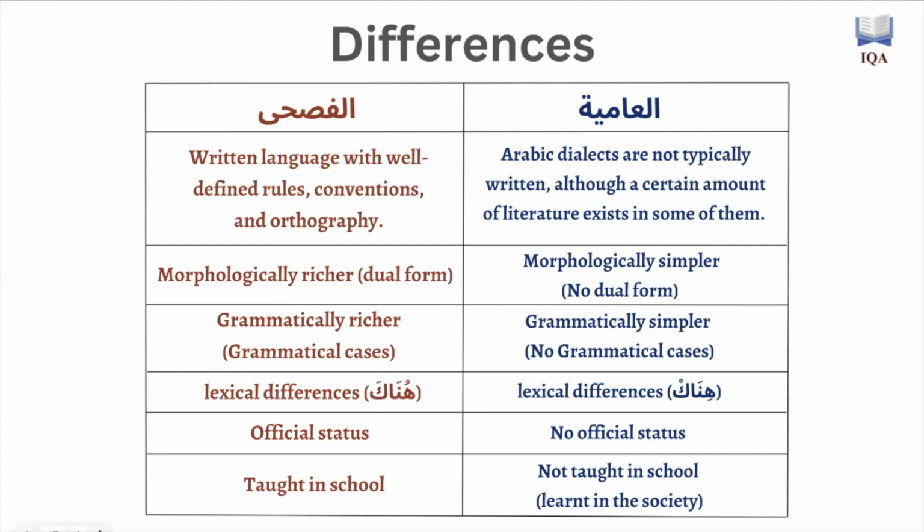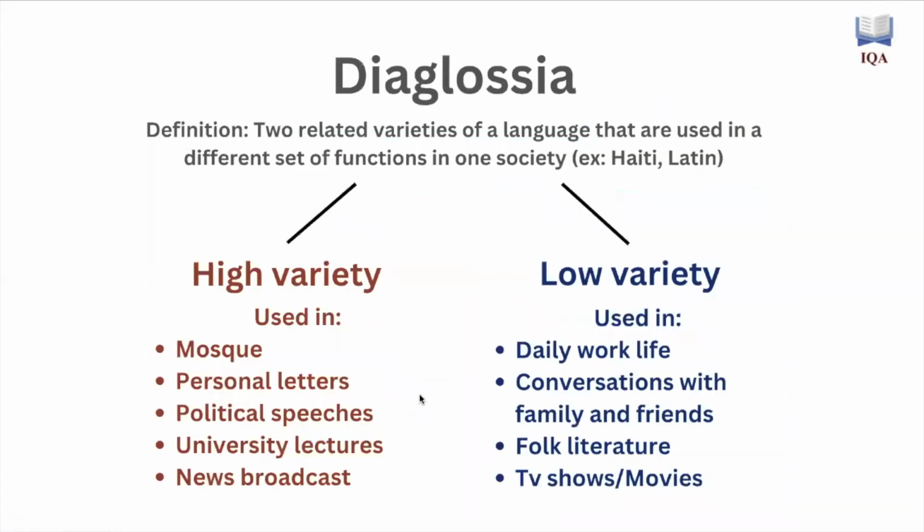Now, one thing I want to talk about now is the concept of diglossia. Okay, because it's very, very important if you want to understand how Arab countries and the Arabic language function in Arab countries. You need to understand the concept of diglossia. Diglossia is how the Arabic language functions in Arab society. Okay, so what is diglossia? Diglossia is that two related varieties of a language are used in different sets of functions in one society.